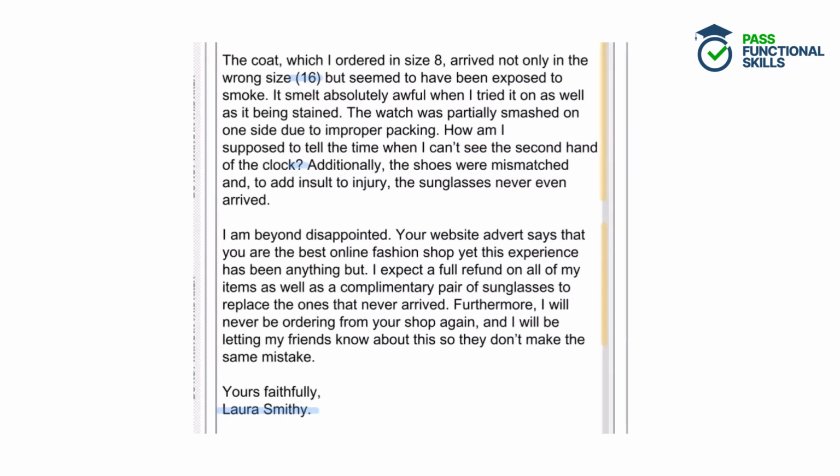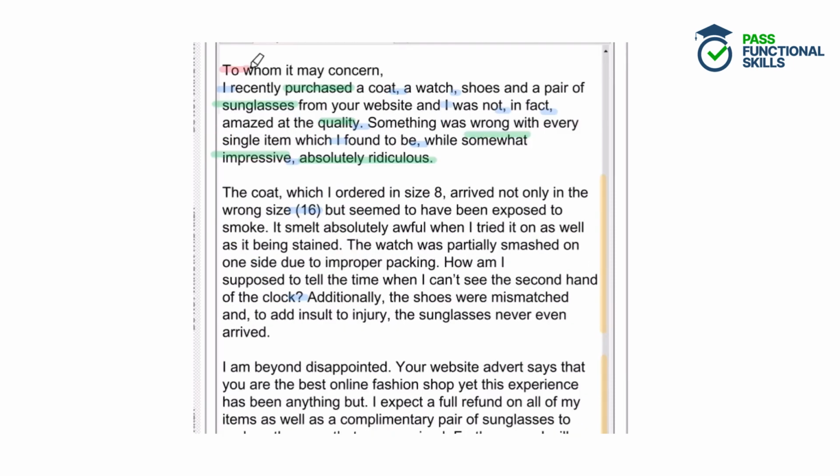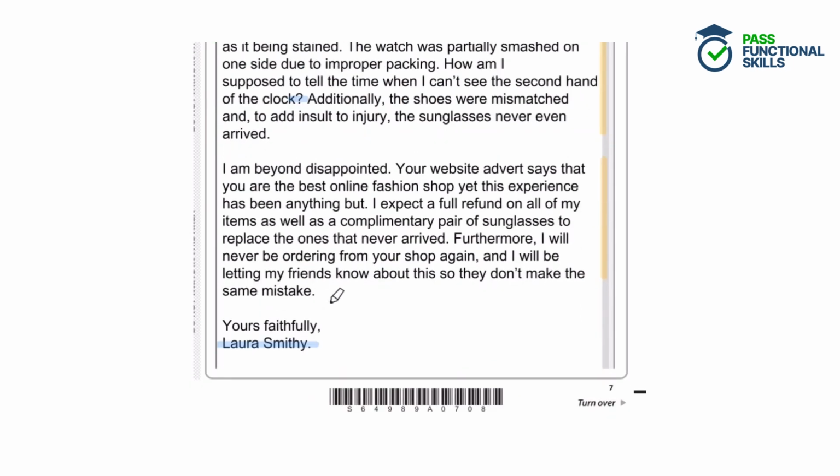We also need to consider how the answer is organised and formatted. So in this case, we are writing on a complaint form. So it needs to be quite similar to a letter or email. And we've got a polite address at the top there to reflect that. We've also got a sign off at the bottom here using yours faithfully because we don't know the name of the person we're writing to, and then including the name of the sender.